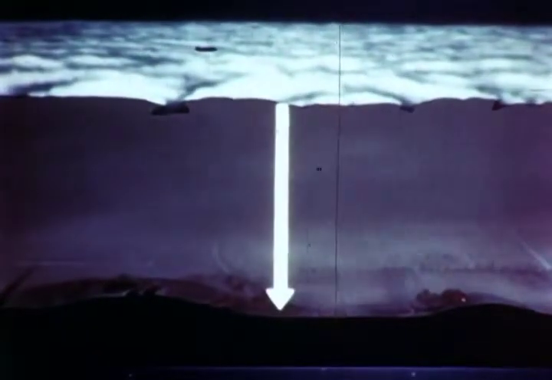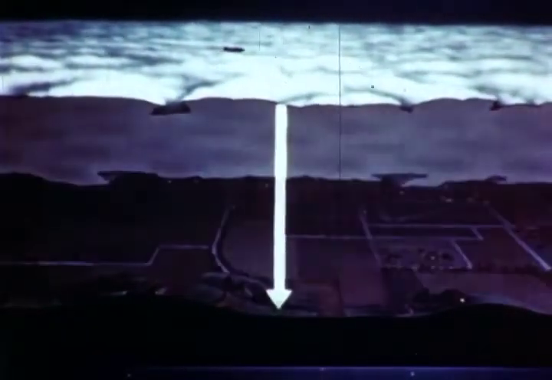Fog has the same appearance from above as a low sheet of clouds, making it difficult to tell from this angle whether it is on the surface or if there is a ceiling with some visibility underneath.